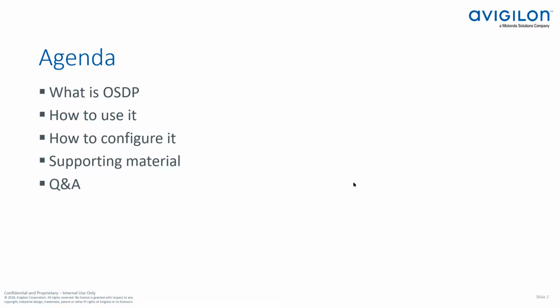So the agenda for today: what is OSDP, how to use it, how to configure. We have some supporting material and also questions and answers. So a couple of things here. You will see that in the webinar tool, you have handouts. There are about 4 documents in there that you can download if you want to. It's the presentation itself, the one that we're using here. There are some wiring diagrams and a few other things in there that you can utilize. So feel free to download those.